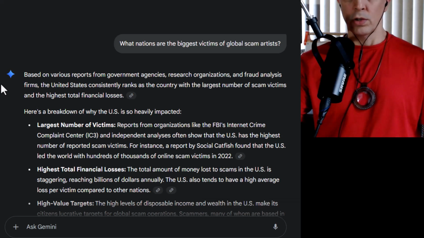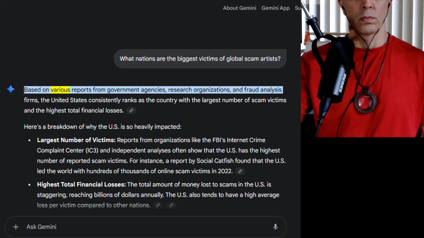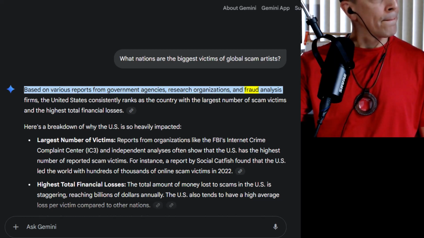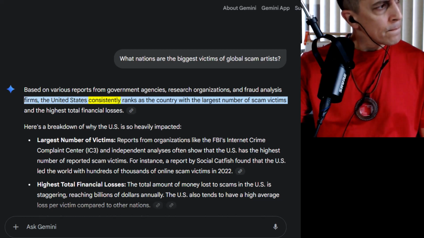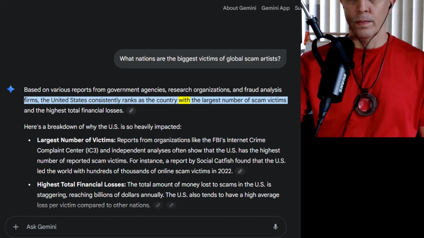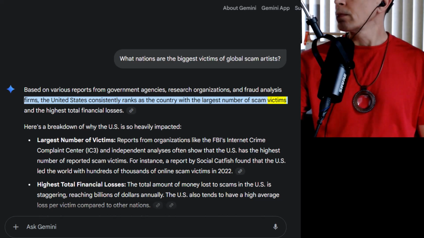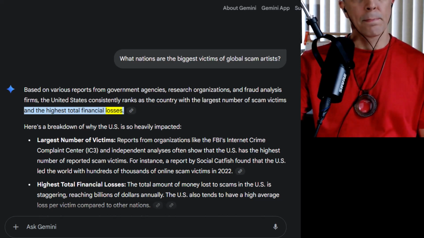What nations are the biggest victims of global scam artists? Based on various reports from government agencies, research organizations, and fraud analysis firms, the United States consistently ranks as the country with the largest number of scam victims and the highest total financial losses.